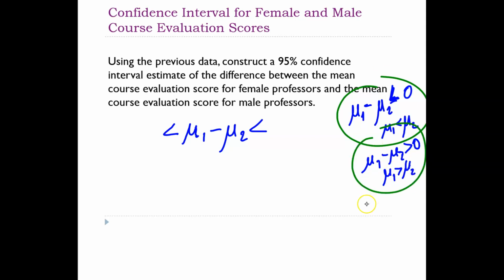If mu1 minus mu2 is equal to 0, or the interval includes 0, we can make the conclusion that mu1 is approximately equal to mu2, which means there is not a big difference between the two populations.